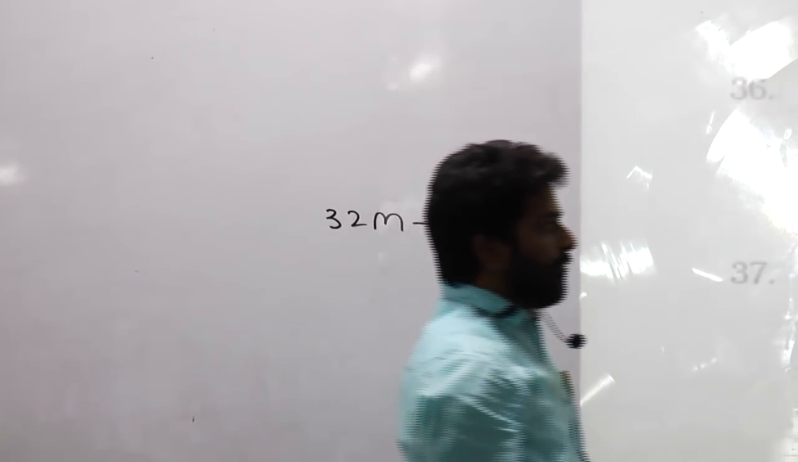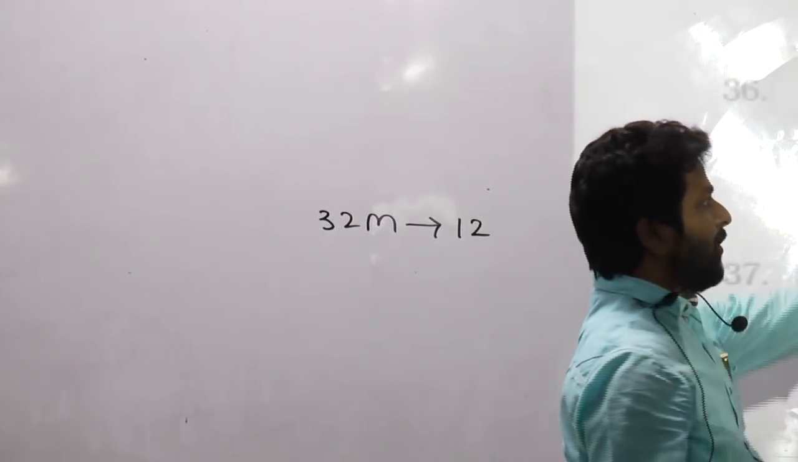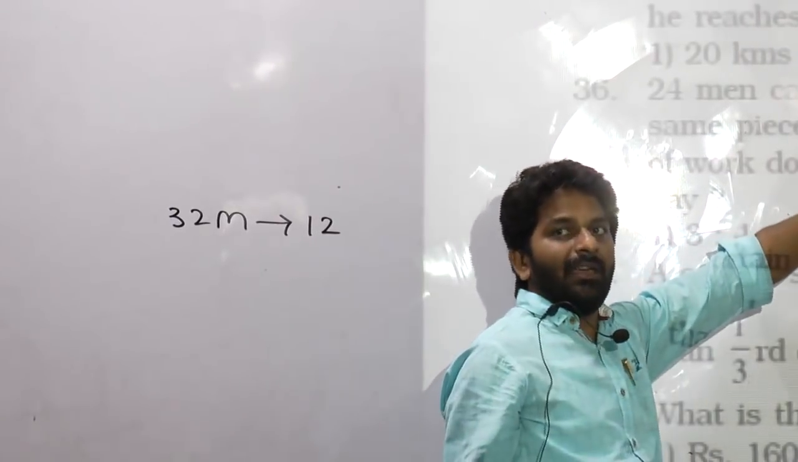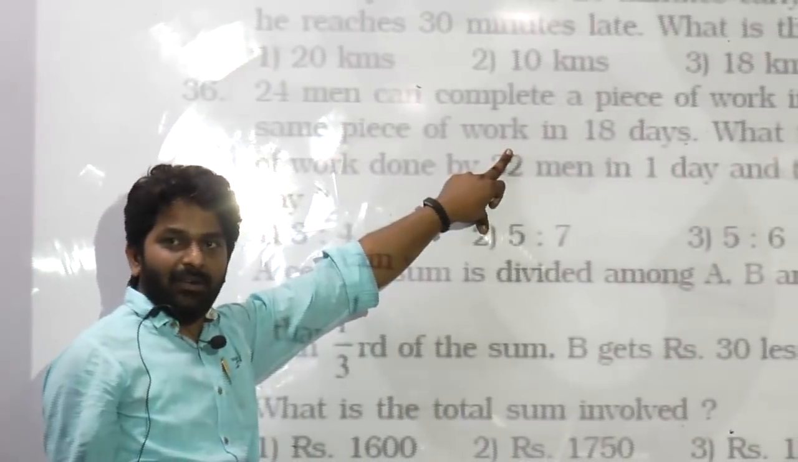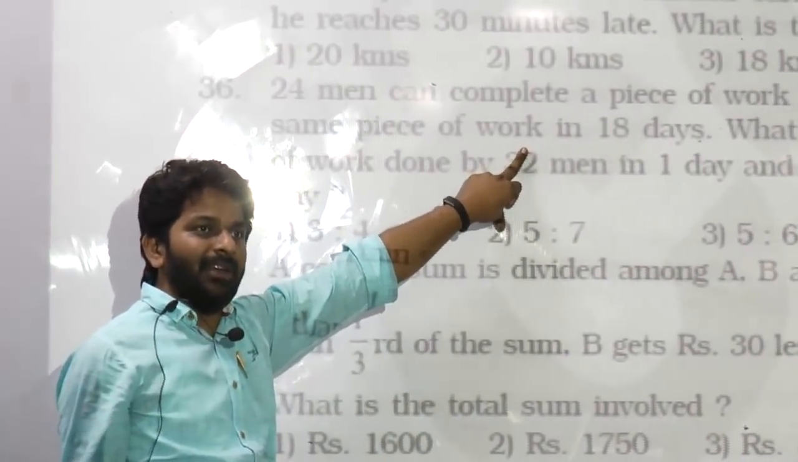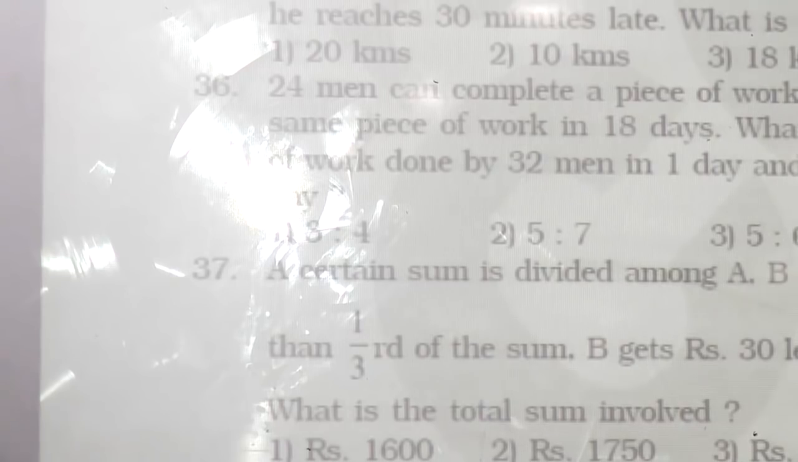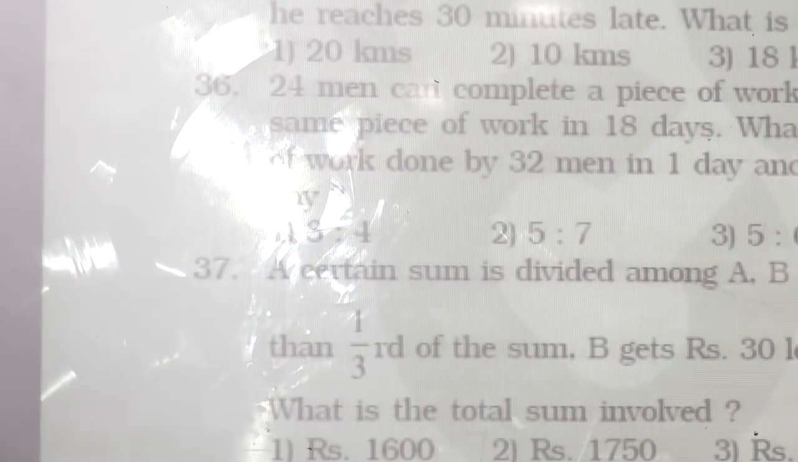Next one. How many women do we have? 36 women. Come on. 20 women can complete the work in 18 days. 18 women can complete the work in 20 days. Right. 36 women can complete the same work in 10 days.